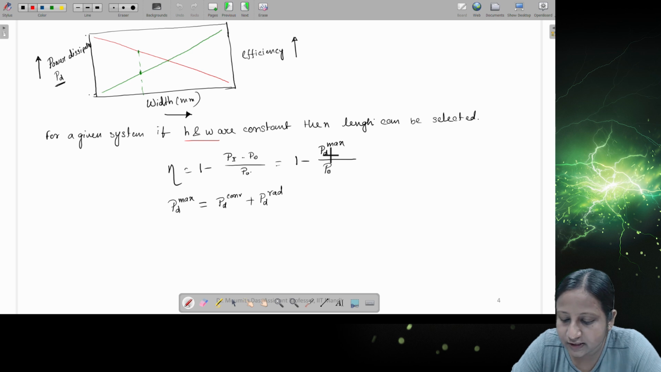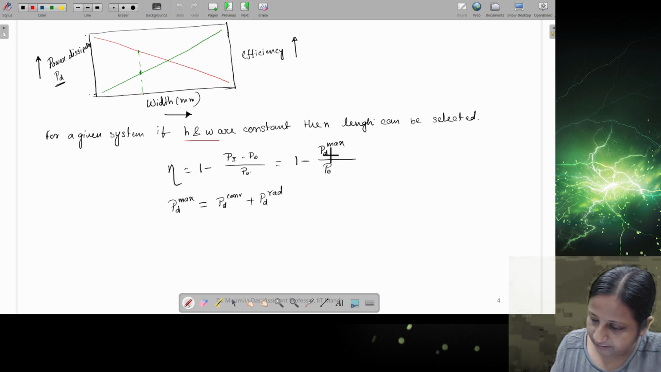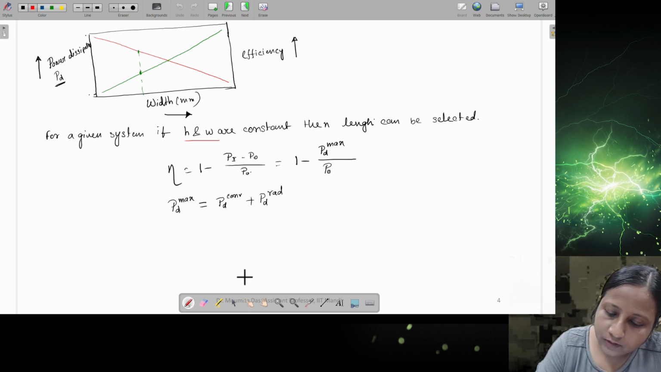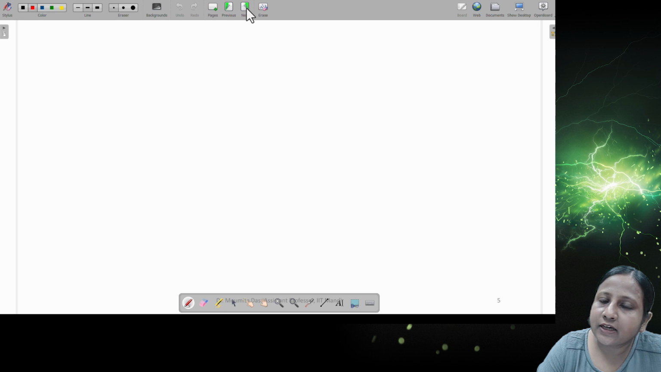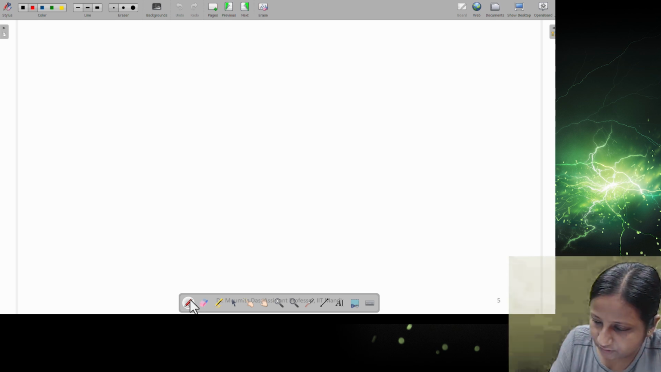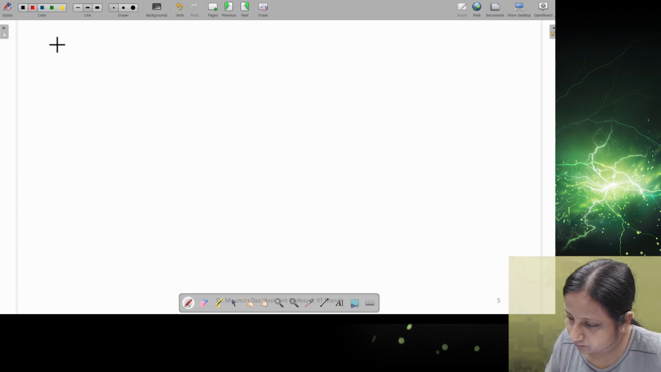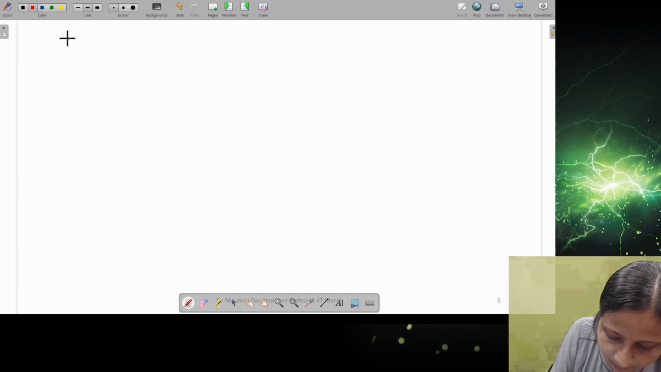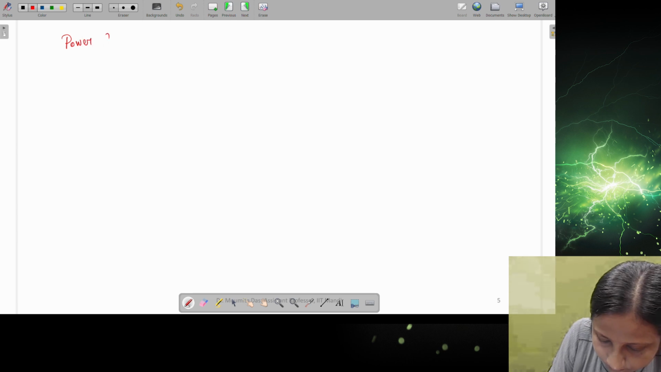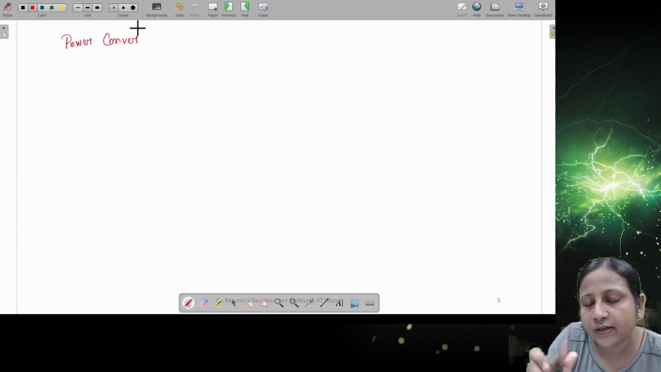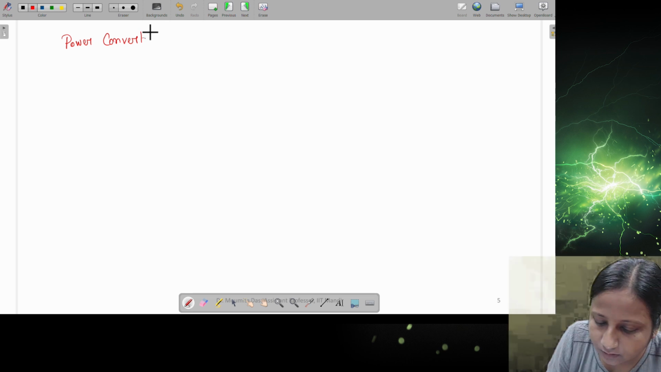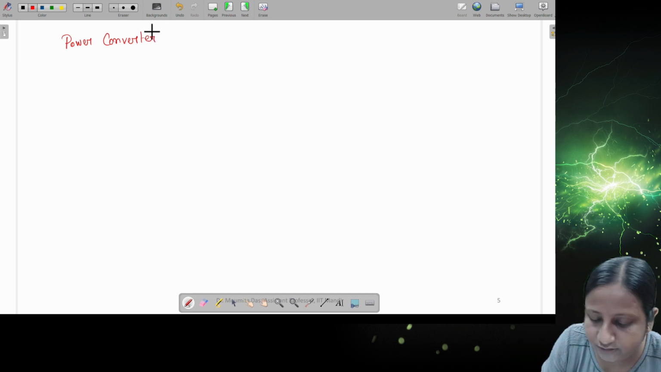Is it clear? This is required only to find out how the efficiency and power density are related. Now you have the idea of how these different factors come into the picture, but all of this gets affected by the losses. So now, if we try to quantify the different losses, let's say power converter losses, the power dissipation again will be related to the power converter losses.